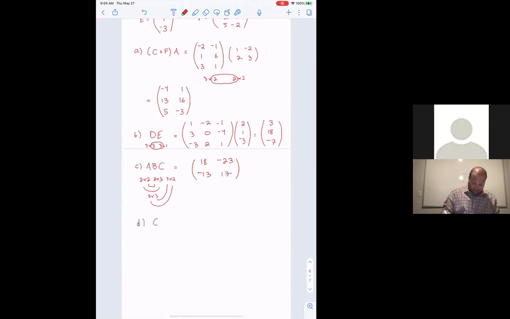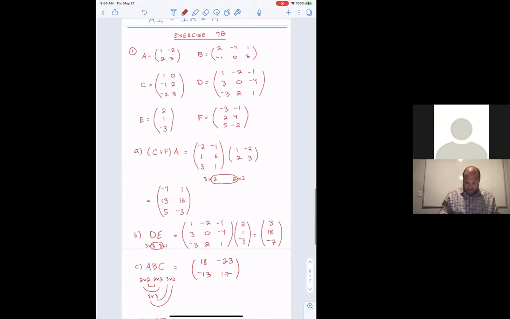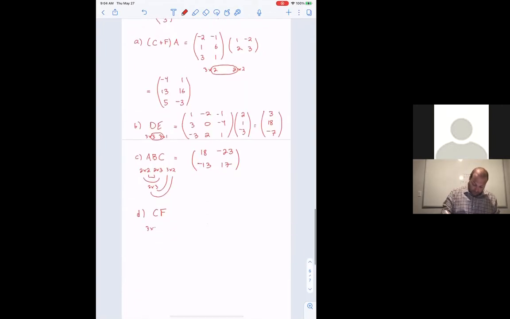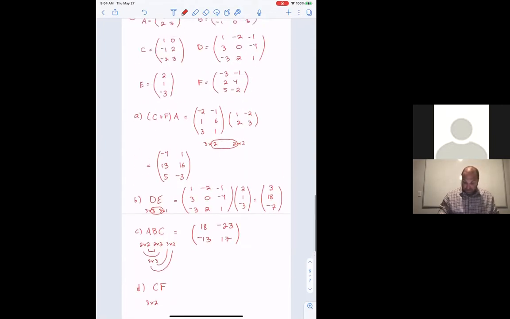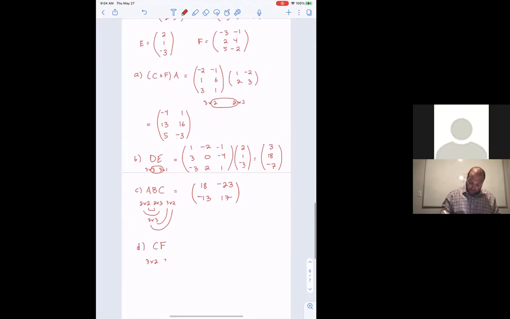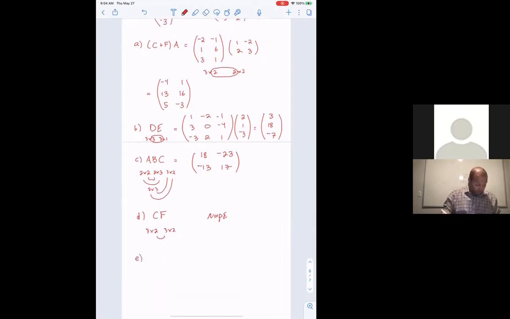D, CF. C is 3 by 2. F is also 3 by 2. Uh-oh. Nope. Can't do it. And then we have E, which is 2A, the number 2 times A minus 3 times the 2 by 2 identity matrix.